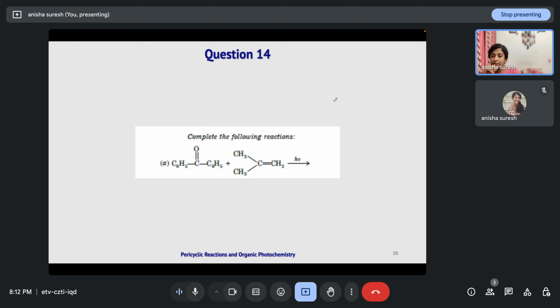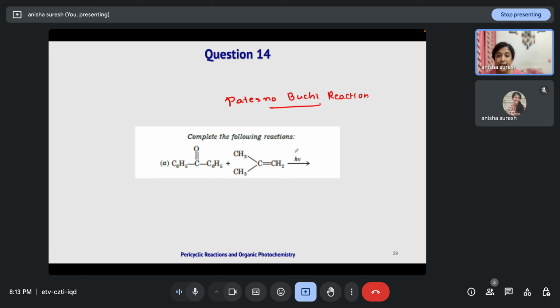Now coming to the next question, complete the following reaction. So a carbonyl and an alkene is given. So it will be undergoing a 2 plus 2 cycloaddition, and this reaction is particularly known as Paterno-Buchi reaction, and it will result in the formation of oxetane skeletons. This reaction also I think we have seen in the last week tutorials, similar reaction. So what will be happening here?